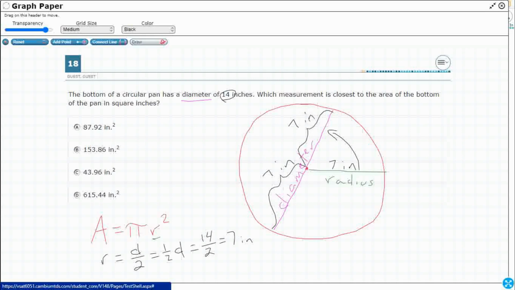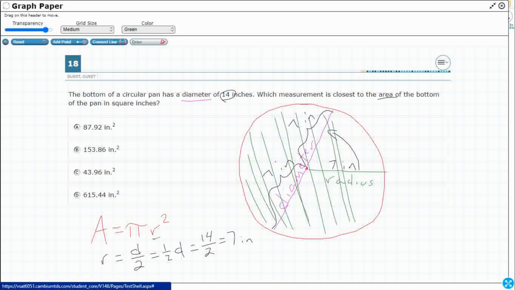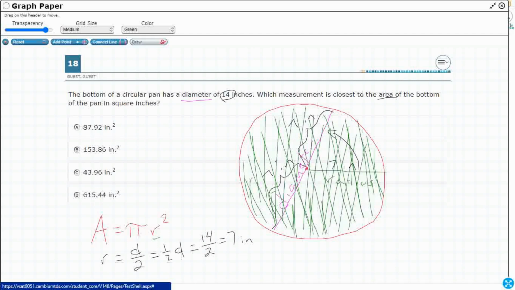And so we're looking for the area. So the area is literally the space inside, and you see I've got these little squares on my screen. So how many of these squares would it take? Assuming each of these squares were 1 inch, right? So these squares are not necessarily 1 inch, but if I were to draw this proportionally, how many squares would it take to fill in that entire thing?